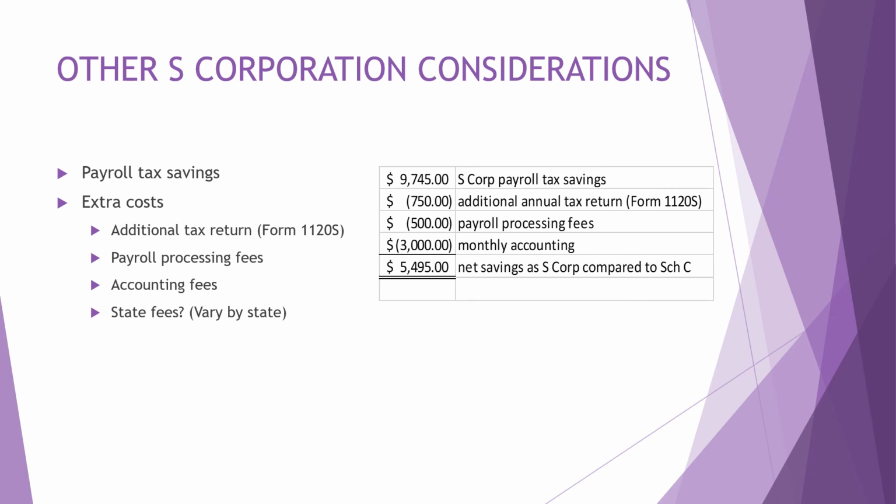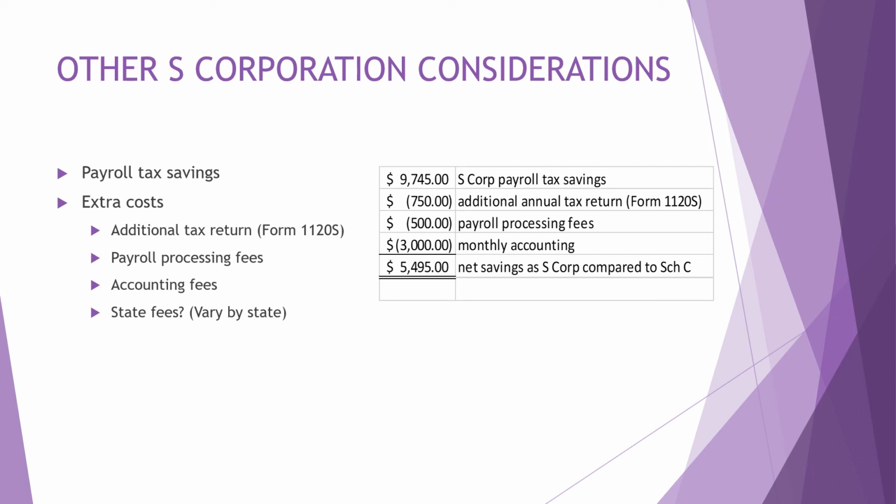So let's go ahead and look at what our net savings would be using these extra costs. We know that we were saving $9,745 when we elected to become an S corporation, as opposed to when we are putting everything on Schedule C. But we do have an extra tax return, so we're going to estimate $750 for that. We do have the payroll processing fees throughout the year, so we'll estimate $500 for that. And then we have monthly accounting for the year, and we'll estimate that at $3,000.